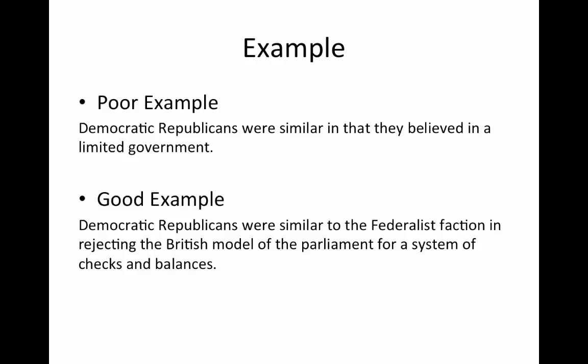So here's a much better example. Democratic Republicans were similar to the Federalist faction in rejecting the British model of the Parliament for a system of checks and balances. So notice here that we have a much more specific definition of what we mean by limited government that both Democratic Republicans and Federalists would have agreed to. They had differing beliefs about who should lead this limited government, but at least on this notion of rejecting the Parliament and going with checks and balances, both of these factions did agree on this issue.